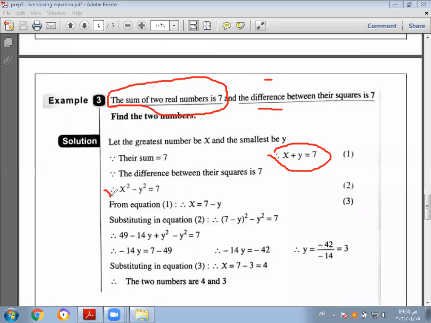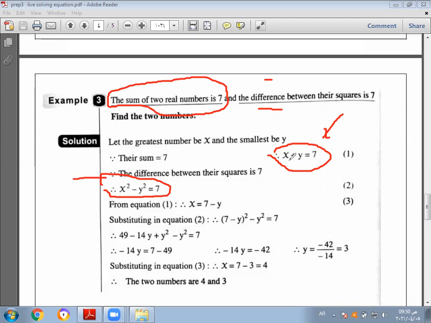Now we have two equations. One of them is first degree in two variables, x and y: x plus y equals 7, and the second equation is second degree in two variables: x power 2 minus y power 2 equals 7. We want to solve these two equations. How? We use the first equation, which has two variables in first degree, in the second equation. How can we express one of the two variables by the other?